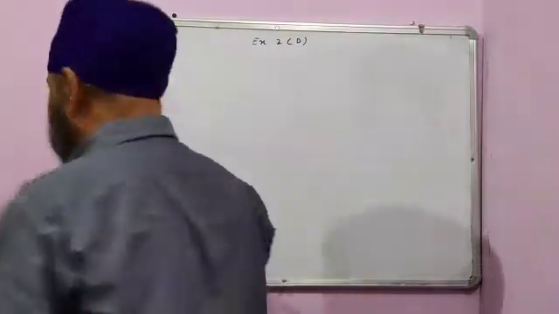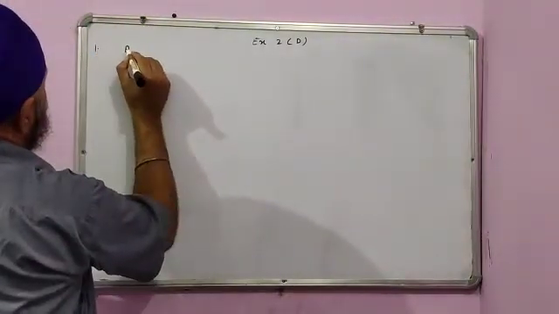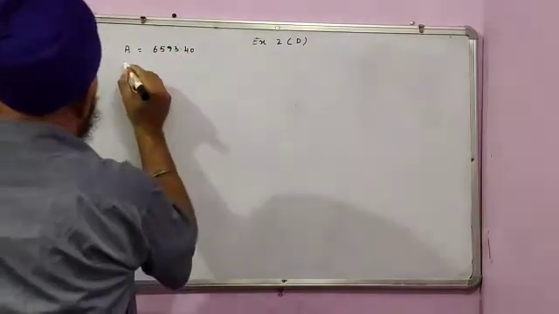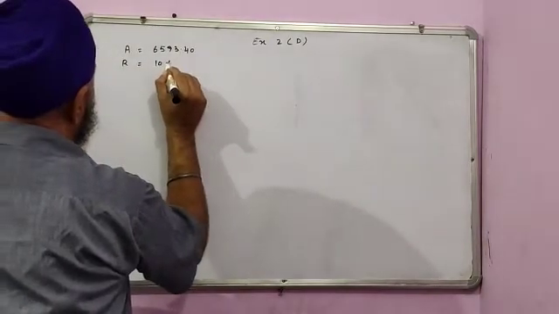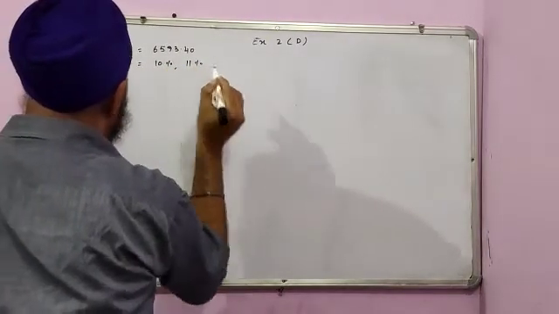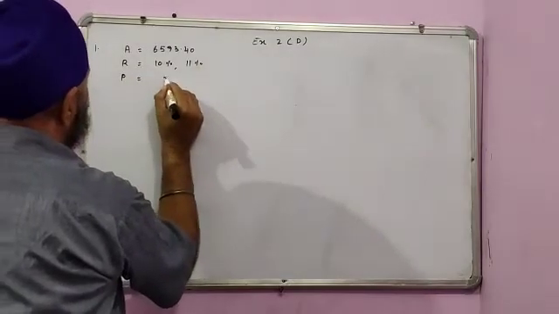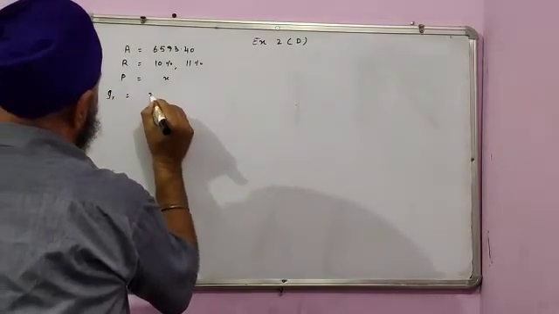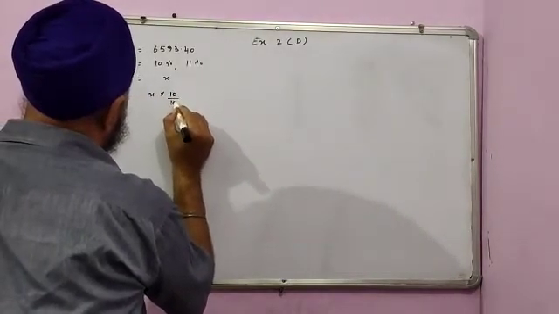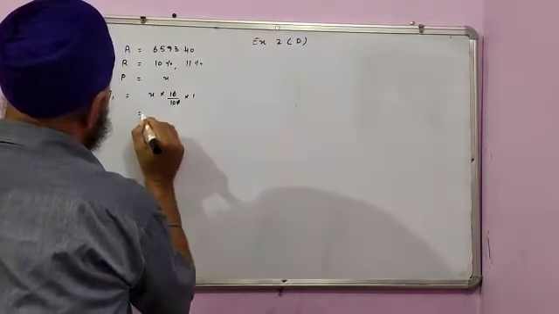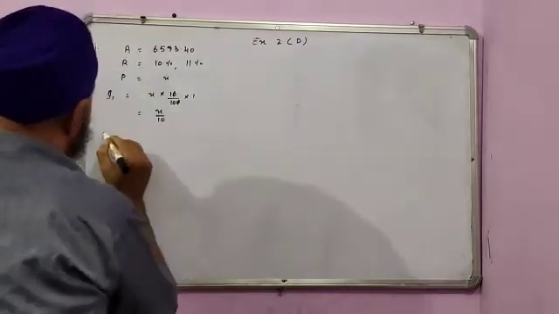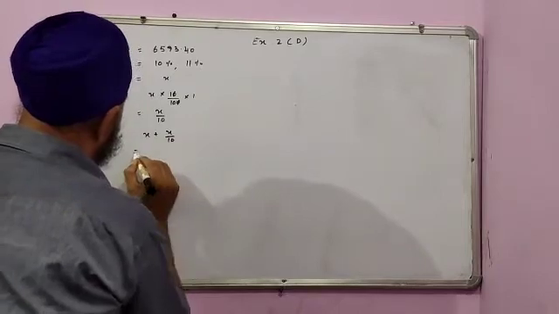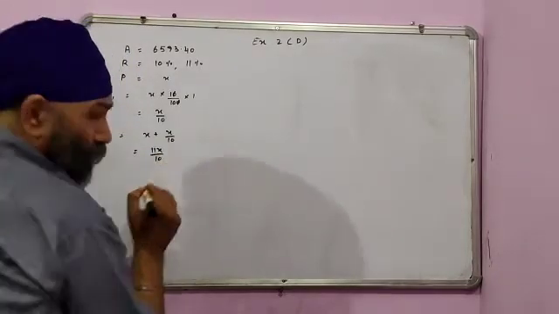Exercise 2D, question number 1. Amount is given, rates for 2 consecutive years are 10% and 11%. Principal I have to find. Let principal be x. So interest for first year is principal into rate into time, that is x upon 10. Amount for first year is principal plus interest, that is 11x upon 10.